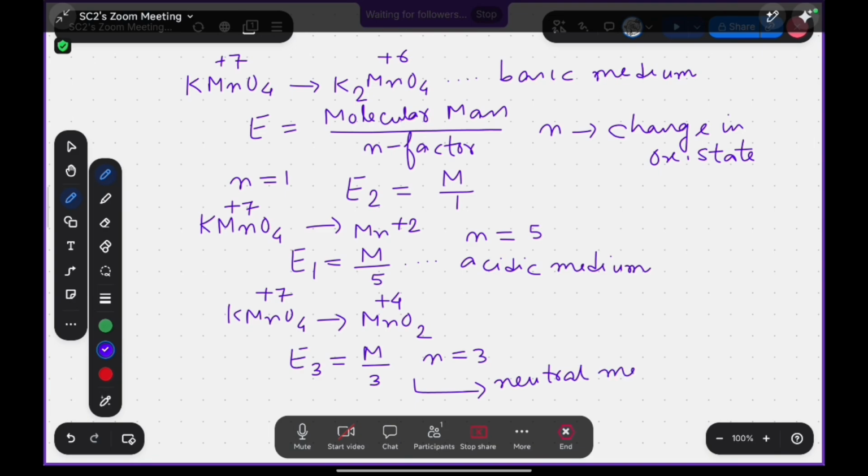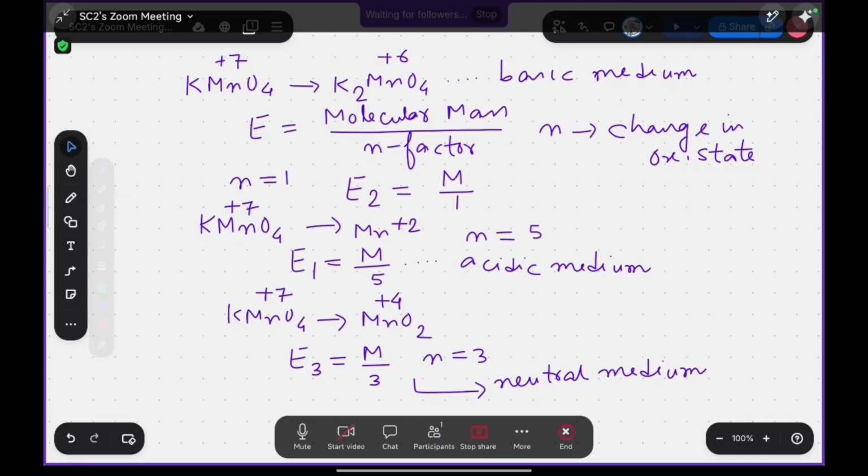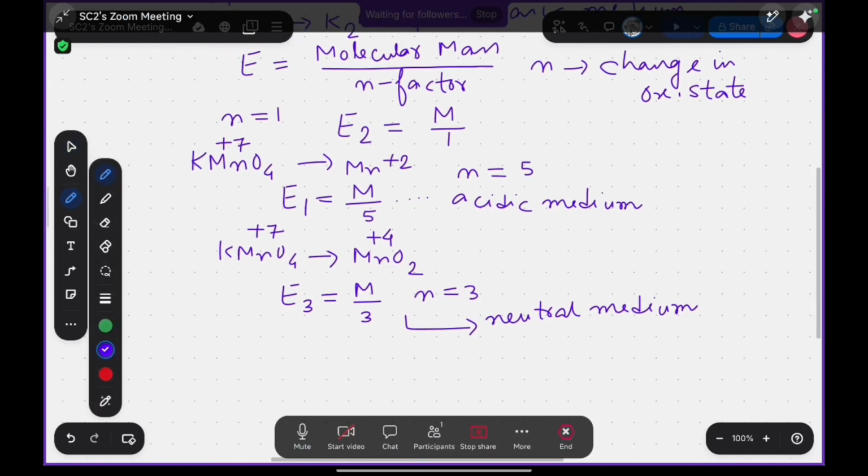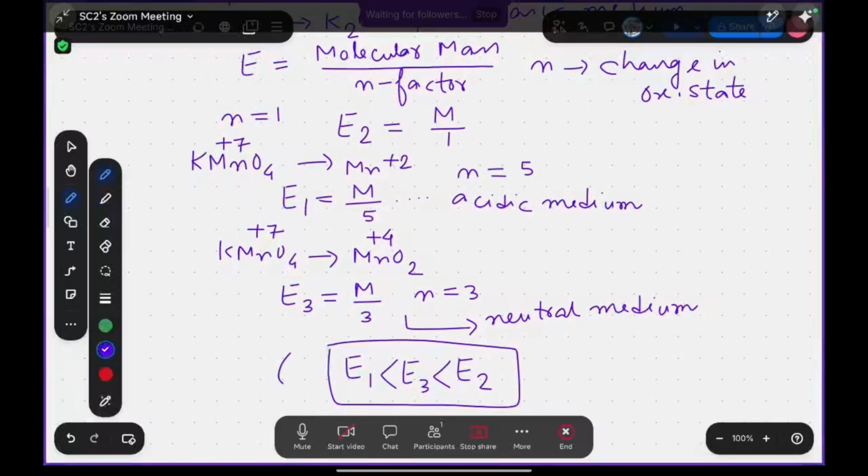So, as I have shown you in the question, how will you relate E1, E2 and E3? E2 is the highest. E2 is simply equal to M. Then, the next one, E3. E1 is the lowest value because it has the highest denominator. So, your option B is correct. Option B is the correct one for the given question.